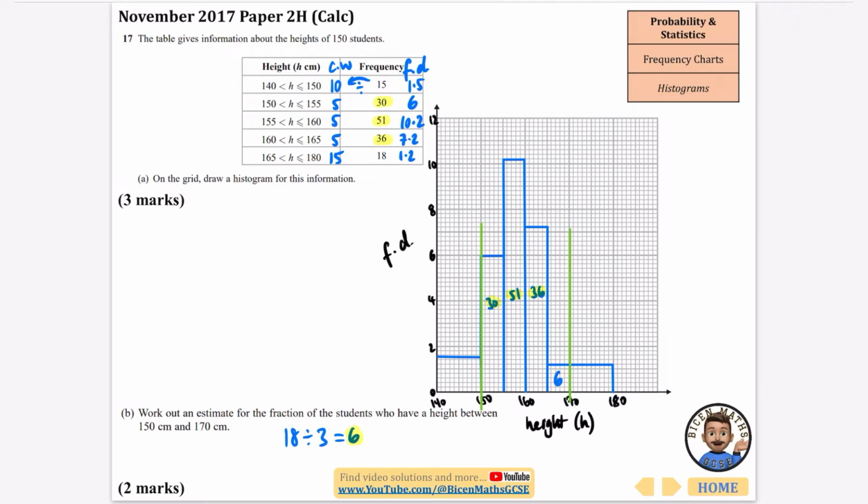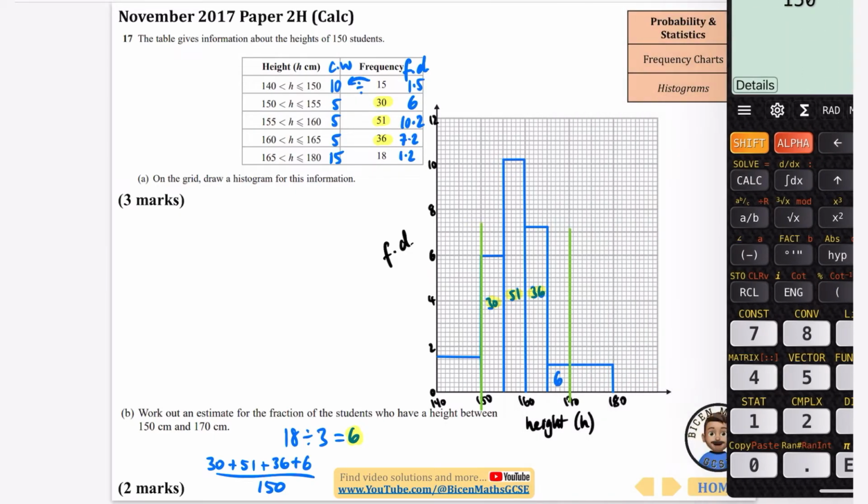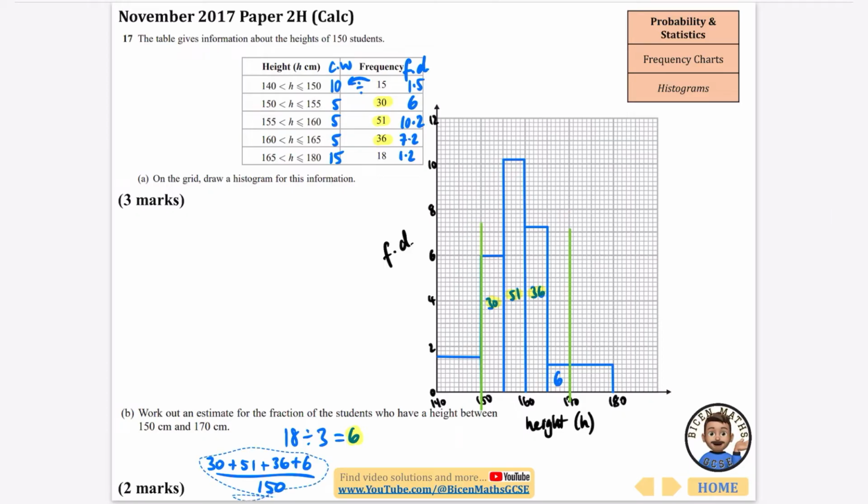So what we need to do to find out a fraction who have that height, I'm going to add up the bits that are in yellow and divide it by how many there are. So that's 30, 51, 36 and 6. And in this whole histogram there are 150. So putting this all together, we get 30, 51, 36 and 6, divided by 150, and as a fraction that is 41 over 50. It's an estimate because we guessed that this was going to be a 6 at this point by saying that it was a third of the width.